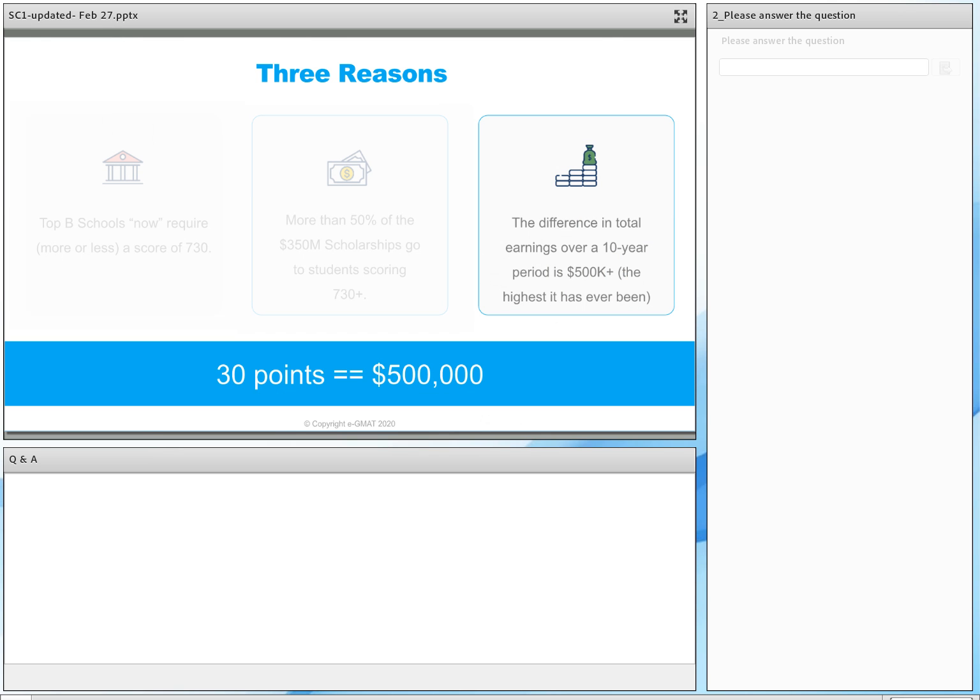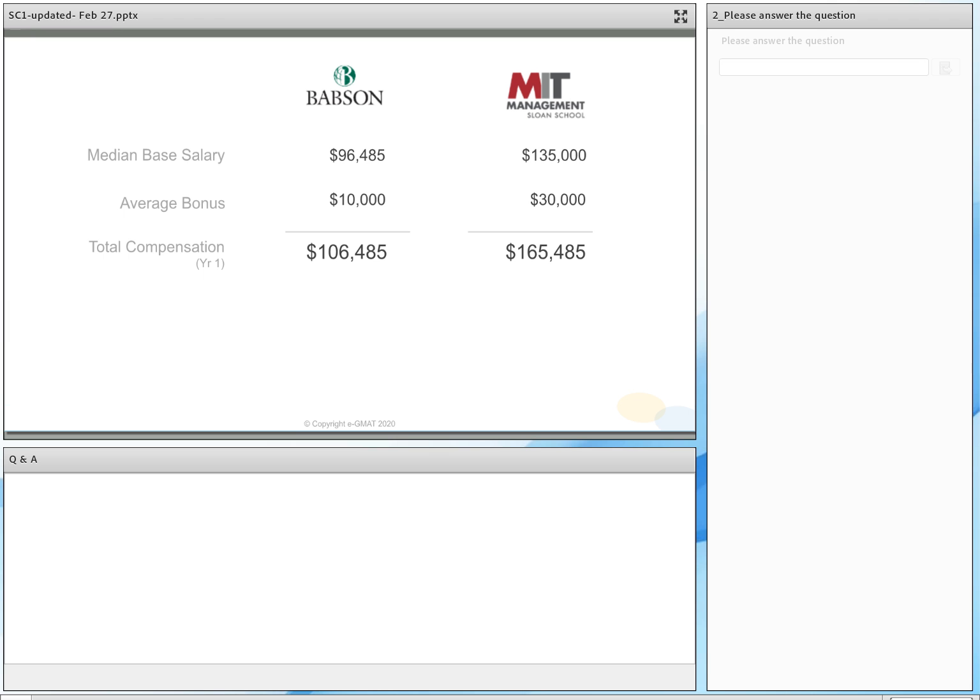So the third reason why people want to do this is the delta in total earnings over a 10-year period. To do this, I'm going to compare 2 schools, Babson and MIT. Both these schools are about 20 miles away. They're in the New England area. 70% of graduates from both these schools get jobs within the New England area. And so arguably they have access to similar sorts of employment opportunities.